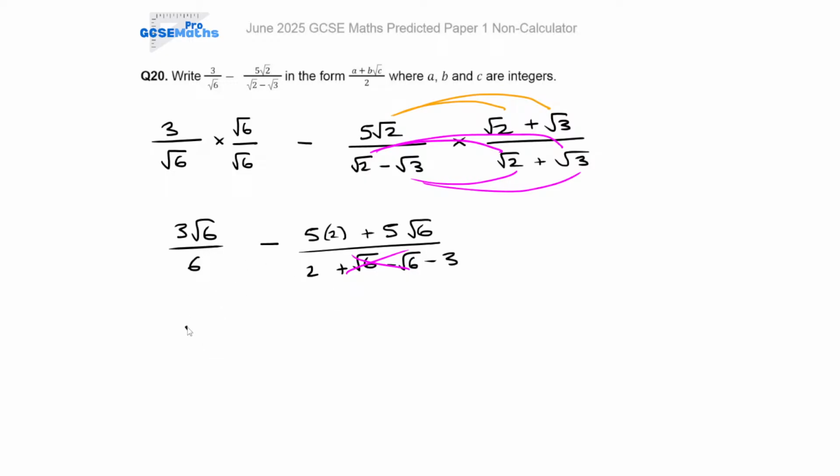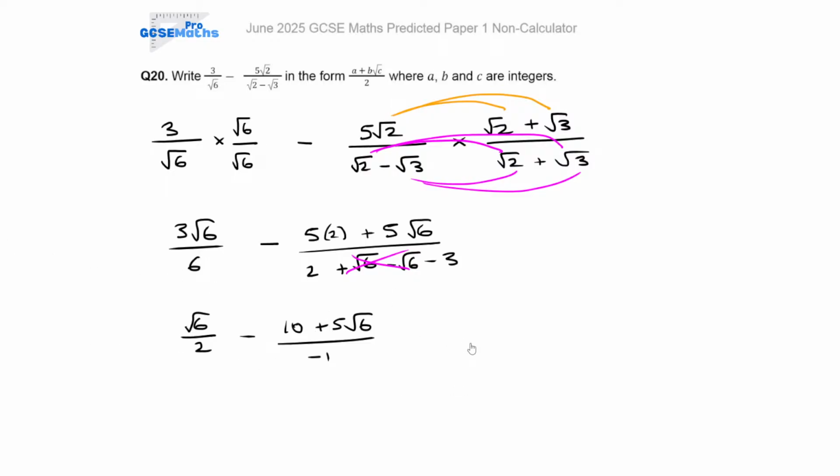So if I simplify this surd, that would become root 6 over 2 minus 10 plus 5 root 6 over, and then that would be minus 1. Just be careful at the bottom, that is minus 1, isn't it? There are 23 questions, so after this one there's 3 more.